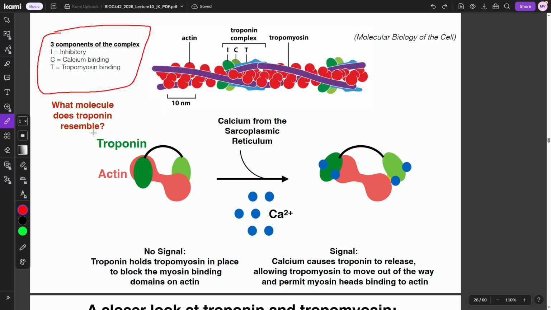So what molecule does it represent? Calmodulin. Hopefully you remember calmodulin and calmodulin kinase. Remember, it binds 4 different calciums and does all that. So normally troponin and actin are bound in this way. When you bind calcium to troponin, though, the troponin itself actually shifts out of the way.